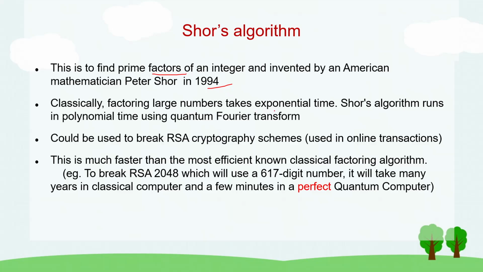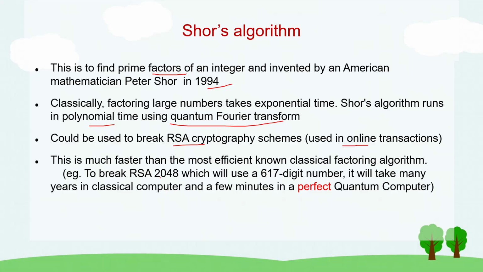Classically, factoring large numbers takes exponential time. Shor's algorithm runs in polynomial time. That means you are getting an exponential time advantage, right? He uses, I think we have seen it earlier, a quantum Fourier transform approach. It can be used against RSA cryptography used in online transactions. So that's why people are talking about post quantum cryptography algorithms, and this is much faster than the most efficient classical factoring algorithm.